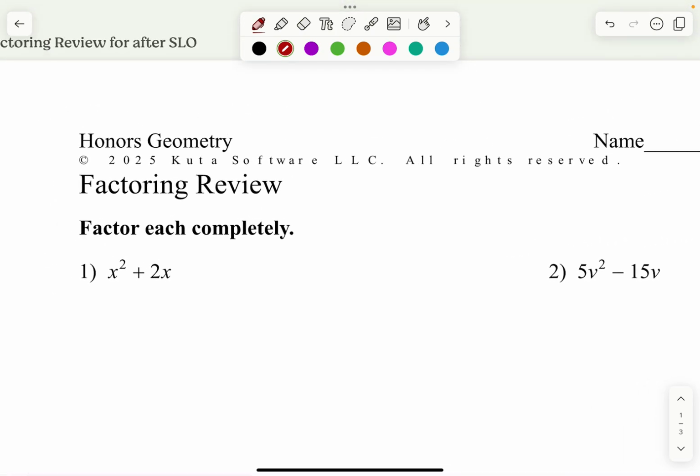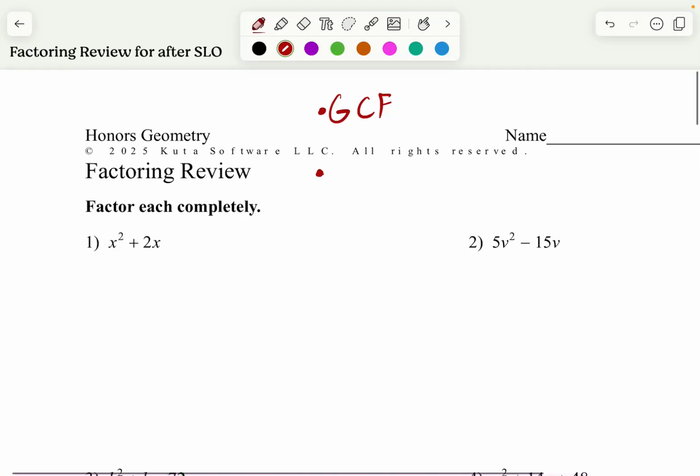some of these other ones should be pretty straightforward if you remember how to factor. A couple key points. Don't forget about GCF. That's the greatest common factor. That's the biggest number to divide all the terms by. That's usually what we're going to try to peel out first. And then the other thing to consider is how to factor a trinomial.